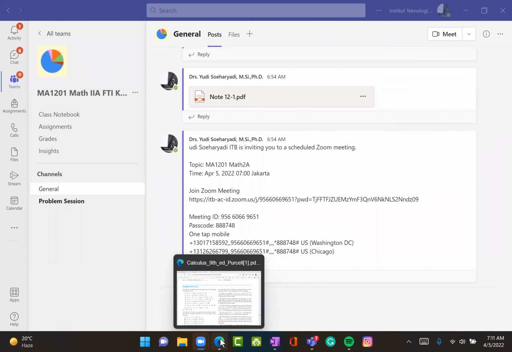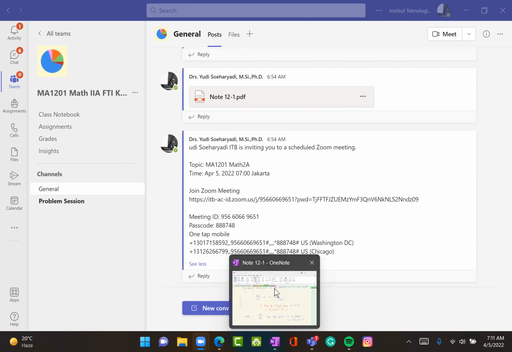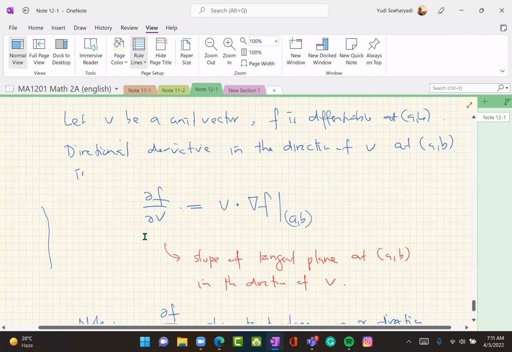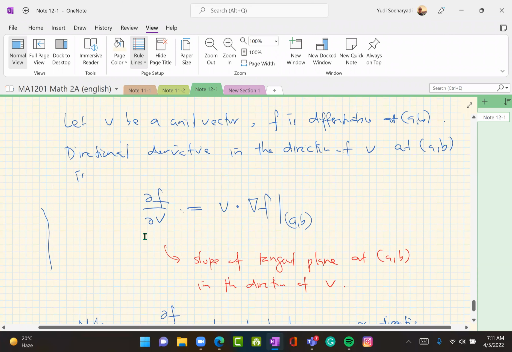Here, and then let's start with the notes that I have. We have... Okay, so this is what we had yesterday in the last couple of minutes of the class. We have a directional derivative.